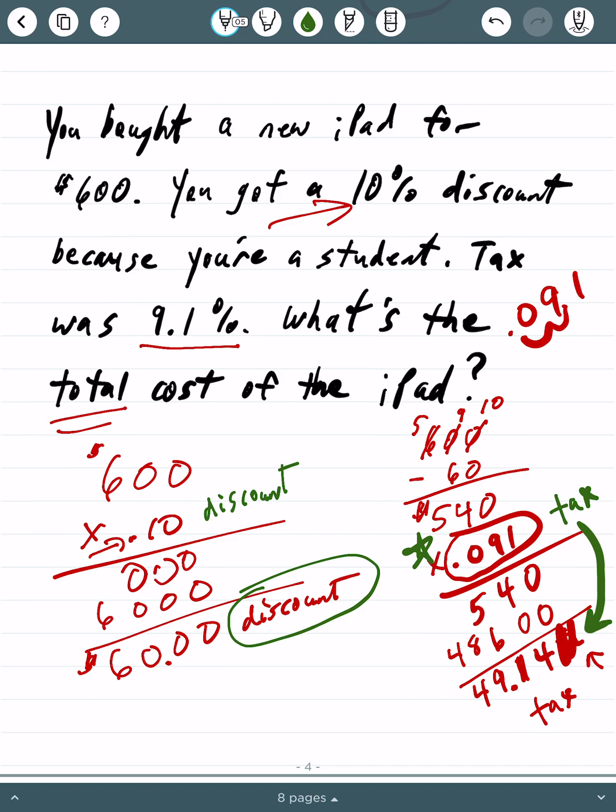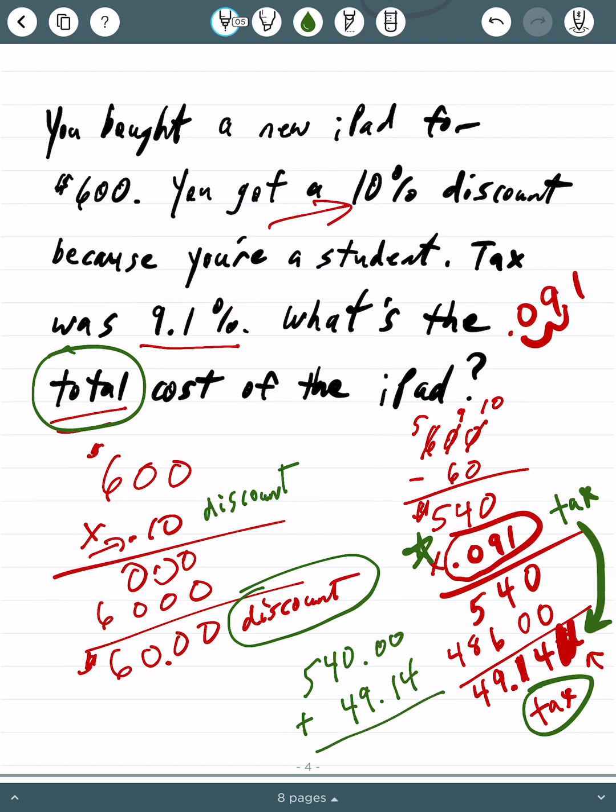Now, last step. We now know the tax. If I would have said, what's the tax? $49.14, but I asked what's the total. So now you've got to take the $540, because you've already had your 10% discount, and then add $49.14 in tax. And please, for the love of the Lord, see that my decimals are lined up. Okay? Let's add 4, 1, 9, 8, 5. So the total cost would be $589.14.